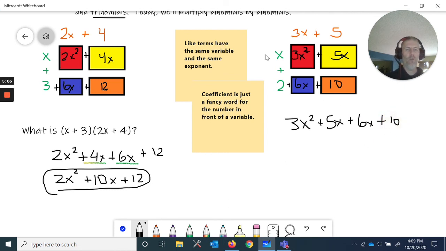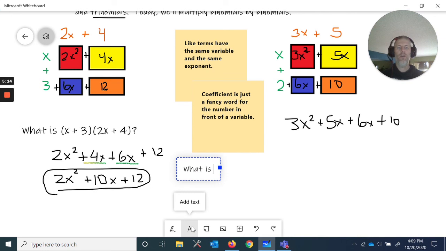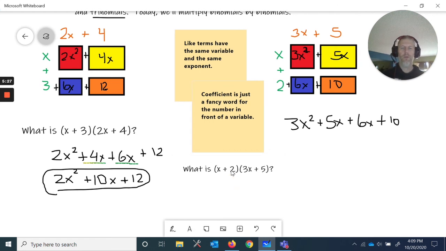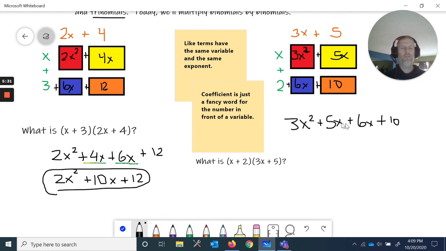So remember, we're asking what is x plus 2 times the group 3x plus 5. Okay, so let's remind ourselves what the question we're trying to answer is. What is x plus 2 times the parentheses 3x plus 5? That's what we want to know. Okay. So now to finish that up, we're going to combine any like terms, which we see we've got 5x and a 6x are both x to the first power. So I can combine those.